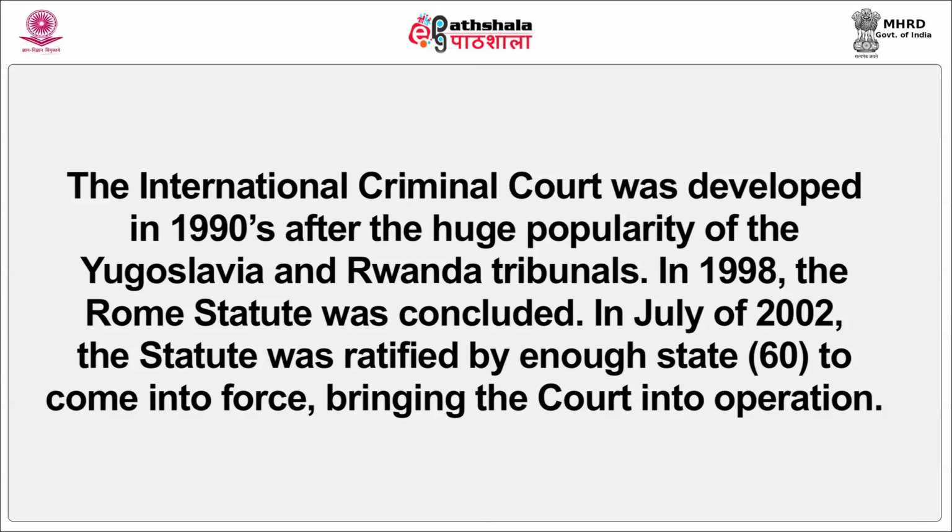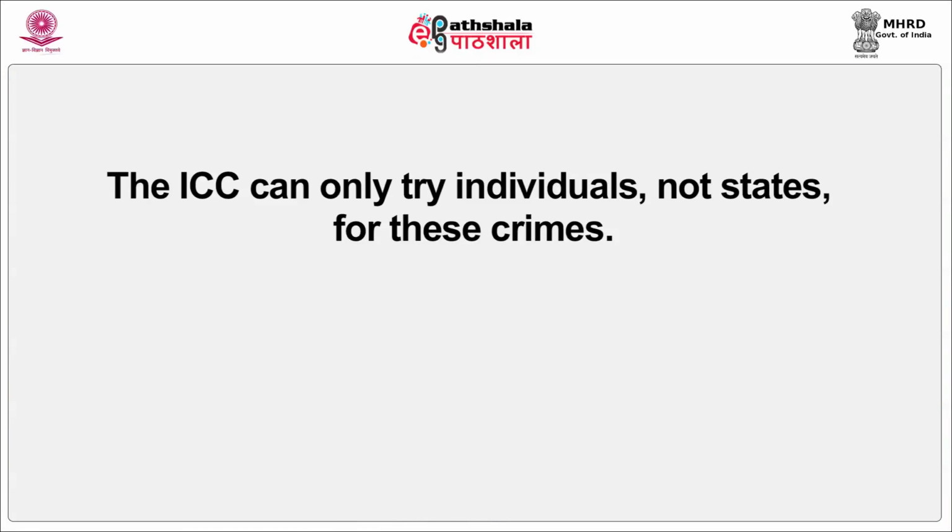The International Criminal Court was developed in the 1990s after the huge popularity of the Yugoslavia and the Rwanda tribunals. In 1998, the Rome Statute was concluded. In July 2002, the statute was ratified by enough states, 60, to come into force, bringing the court into operation. It became the first permanent international tribunal with jurisdiction over war crimes, crimes against humanity and genocide. The ICC can only try individuals, not states, for these crimes.